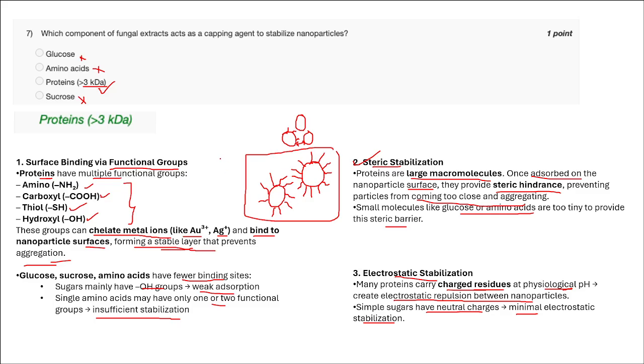So this is the mechanism, this is the reason why these proteins act as stabilizing agents. They stabilize the nanoparticles. So I think you all should remember that because they furnish functional groups, they ensure there is steric stabilization as well as electrostatic stabilization.